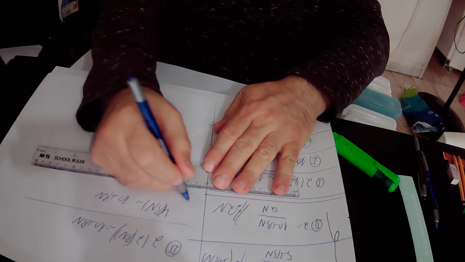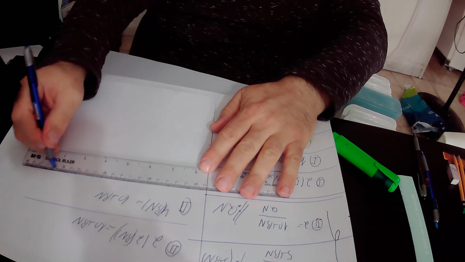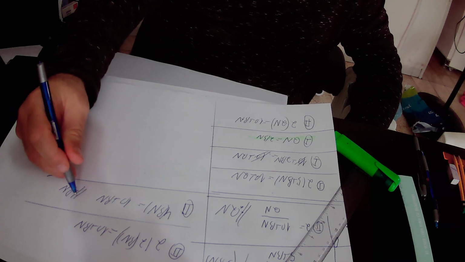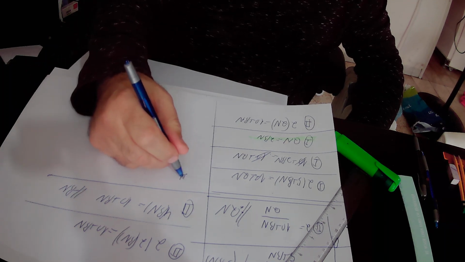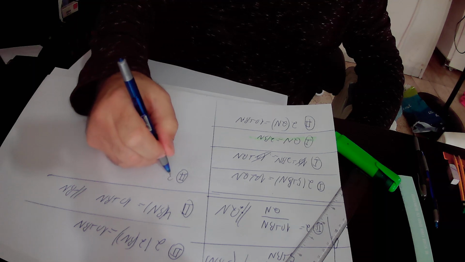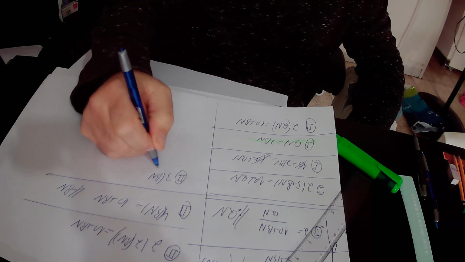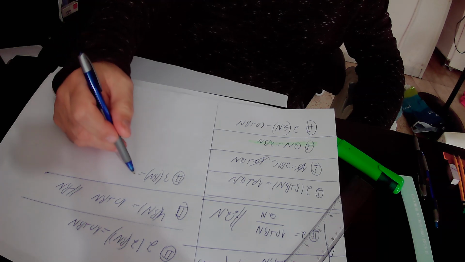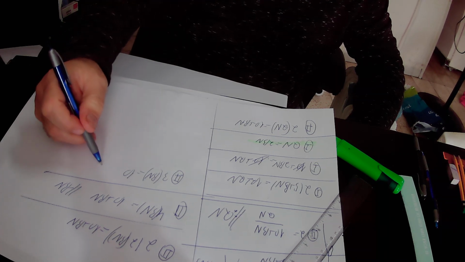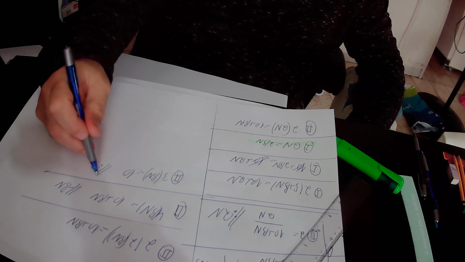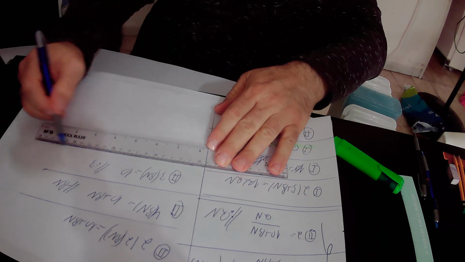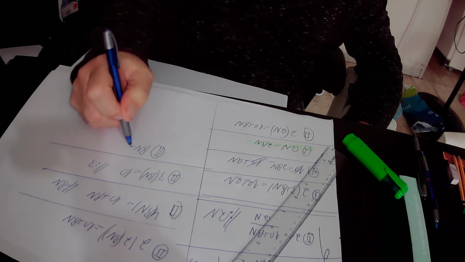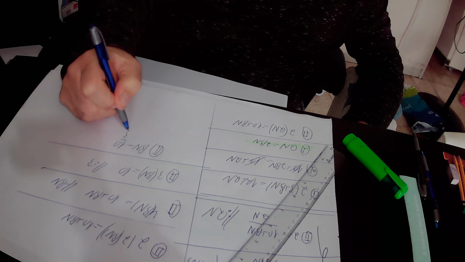Here we subtract Bn from equation number 2, and we get that 4Bn minus Bn is 3Bn. So 3Bn equals 10. Here we divide equation number 2 by 3, and finally we get that according to equation number 2, Bn equals 10 over 3 units.